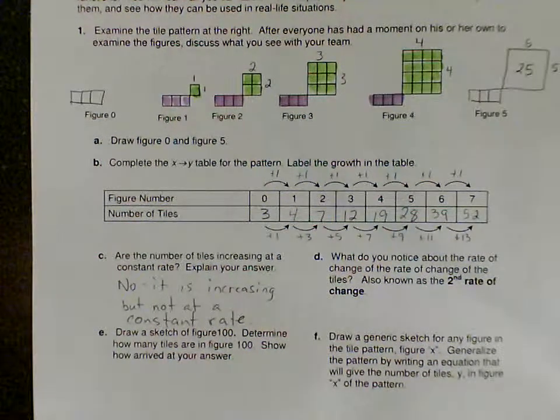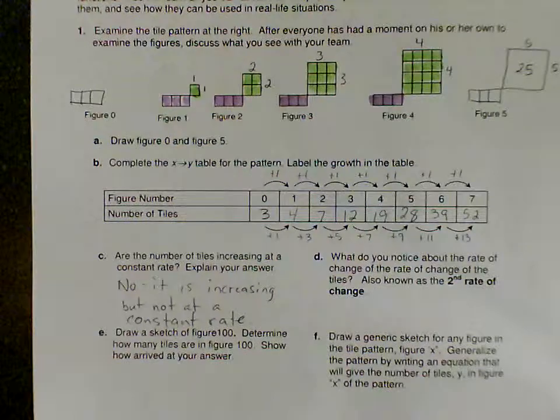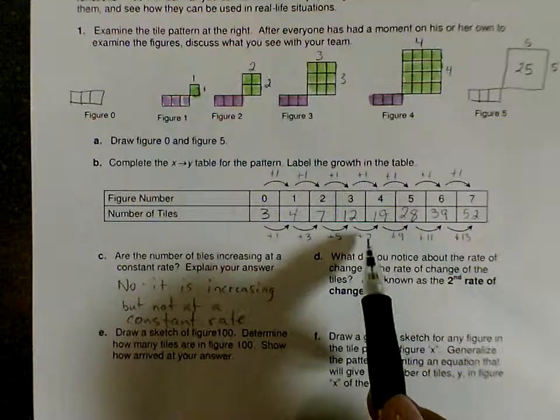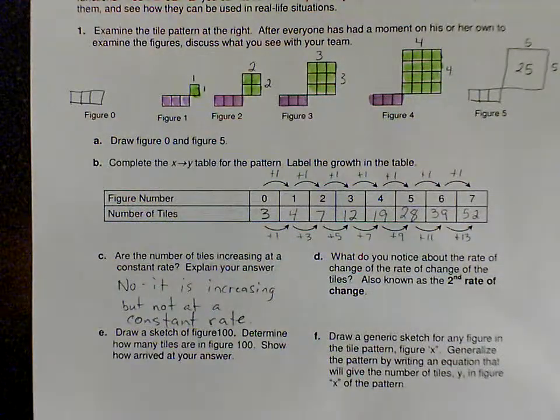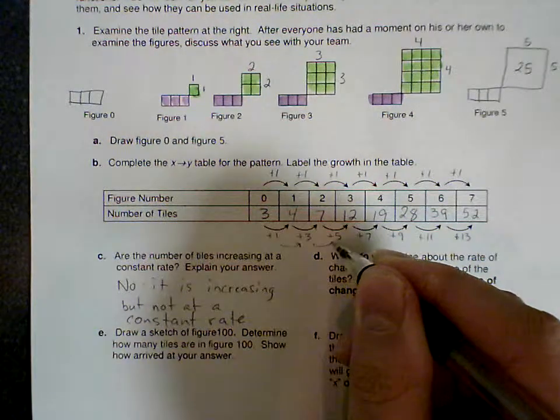Question D, what do you notice about the rate of change of the rate of change? This is also known as the second rate of change. And I know that's probably super confusing, the rate of change of the rate of change, but it actually makes sense. So if this is my rate of change, what is the rate of change of that? So if I look at how these numbers are increasing.